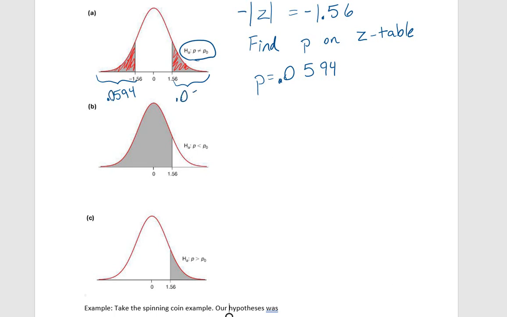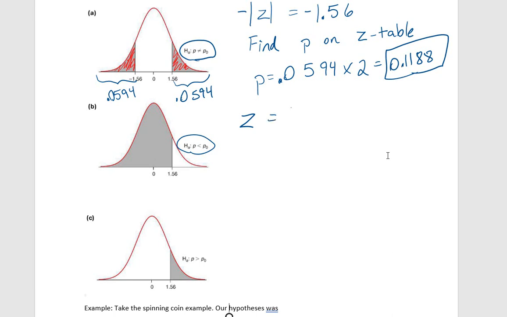So when we do it on both sides, we have to add that together. So we're going to multiply that by 2, and we're going to get a p-value of 0.1188. So this would be our p-value. Now, if our alternative hypothesis was that p would be less than p naught, then you're just going to take your z-score straight up, which in our case was 1.56. We don't have to make any alterations to it.